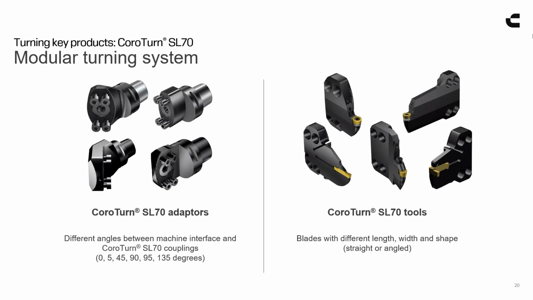They all come in high pressure connections, some of which come with over and under coolant. Some actually even come with 3 nozzle high pressure over, 3 nozzle high pressure under coolant, just giving you fantastic coolant control and chip breaking ability. You can connect those to our SL70 adapters, as you can see here in standard 0, 5, 45, 90, 95, and 135-degree interfaces, as well as we can make any multitude of specials for any kind of particular setup that you need.